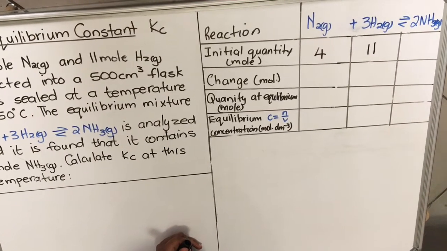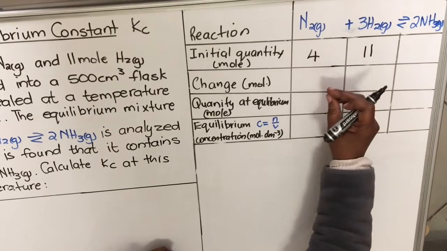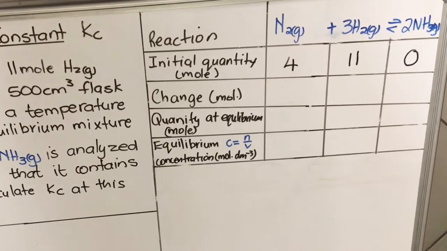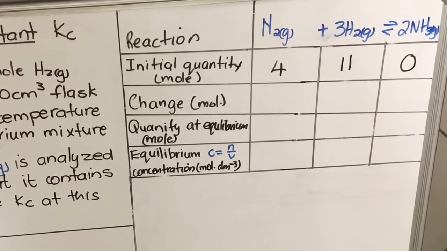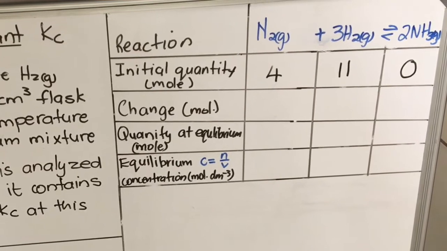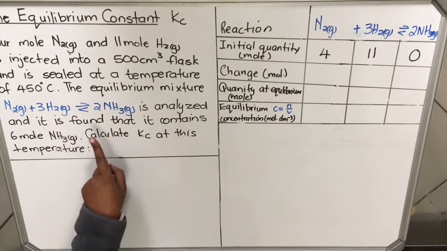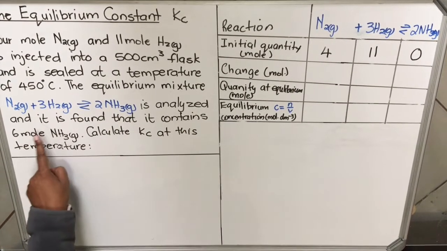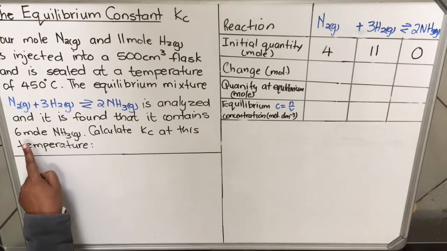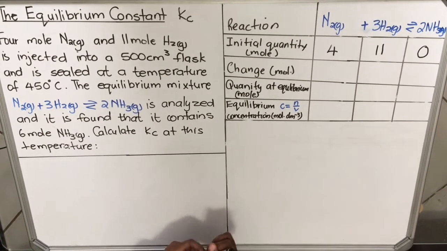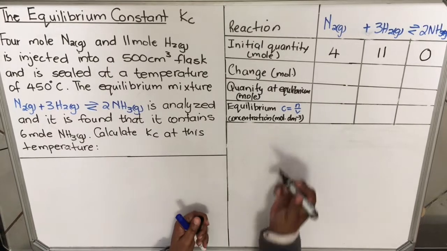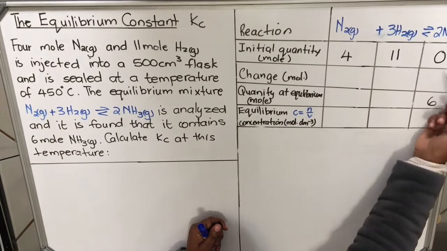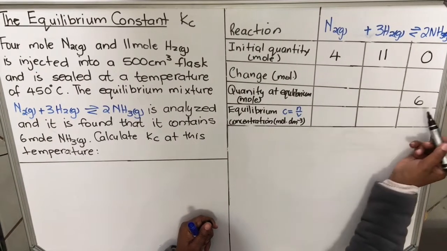At the beginning of the reaction, you will not have ammonia, so you'll have 0 moles of ammonia. Because the reaction is just starting, you don't have the product at that point. Then the reaction happens, and at equilibrium the mixture is analyzed and it is found that it contains 6 moles of ammonia. You started with nothing at the beginning, and at equilibrium you have 6 moles.